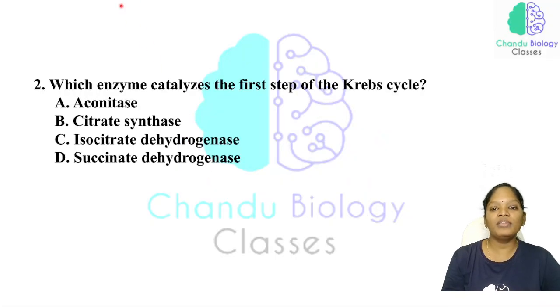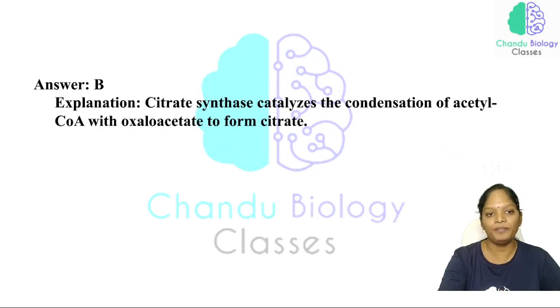Which enzyme catalyzes the first step of the Krebs cycle? The first step is citrate synthase. Acetyl CoA plus oxaloacetate together form citrate with the help of the citrate synthase enzyme.